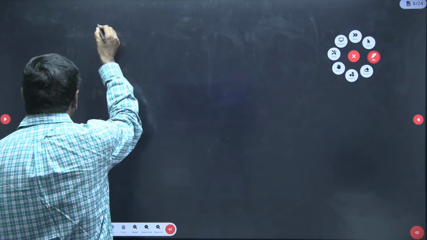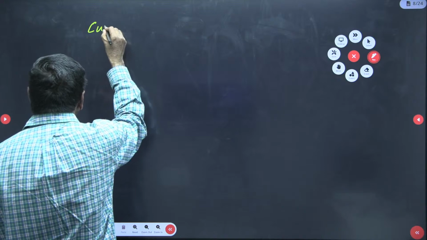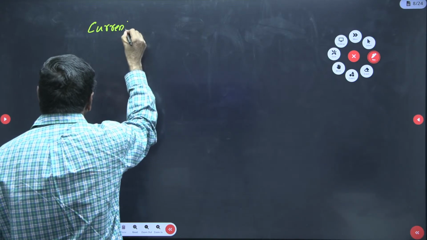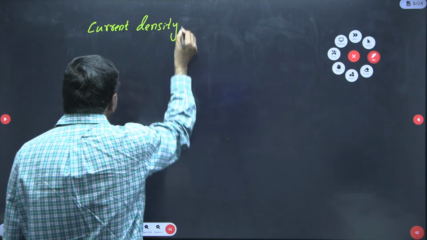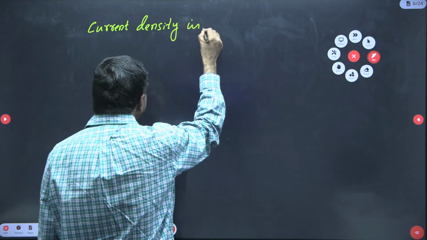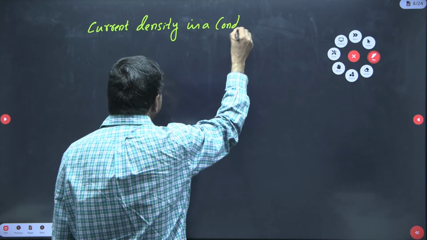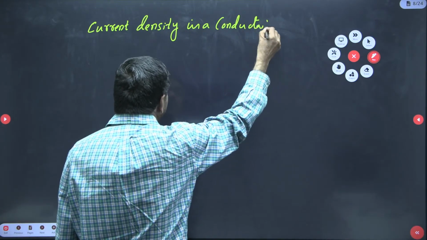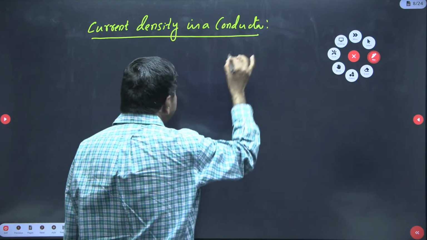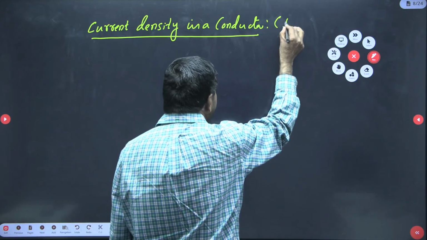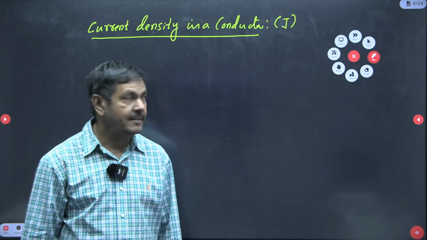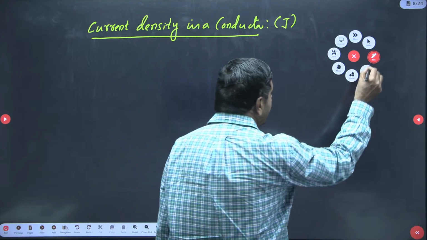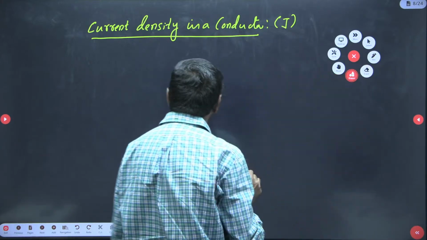Next, I would like to explain current density, which is very important. Current density in a conductor. I would like to denote current density by the symbol J. Suppose I selected one conductor here.